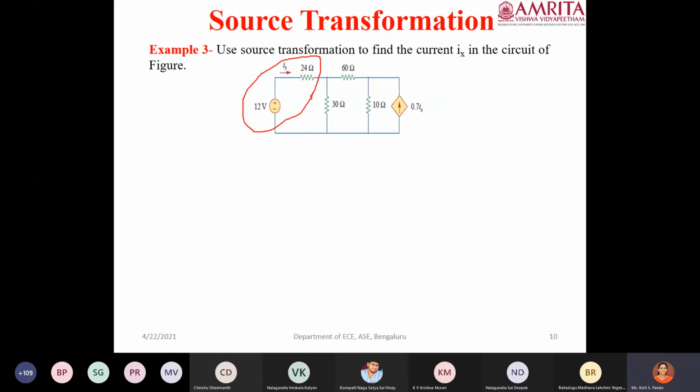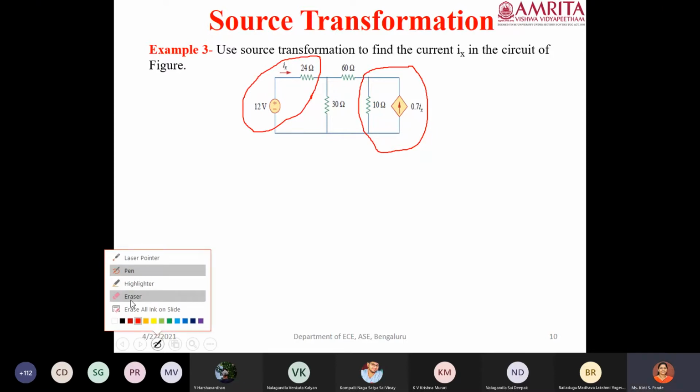Should we change the current source to a voltage source? Yes. So this you keep it as it is. This part, the voltage with the resistance 24, you keep it as it is. This one you change to a voltage source. Have you started already? Yes or no? Yes, ma'am.